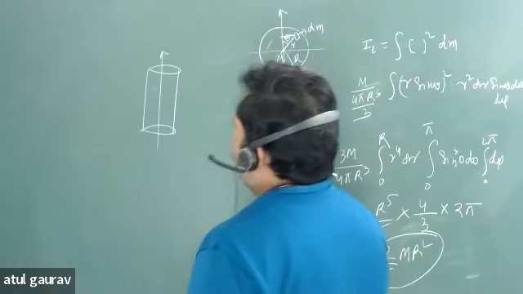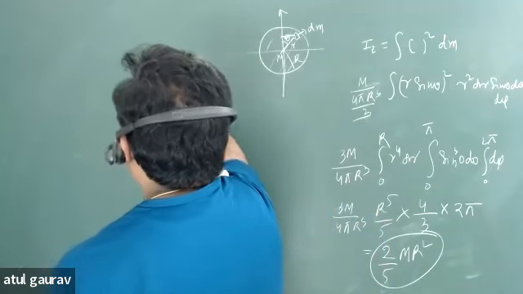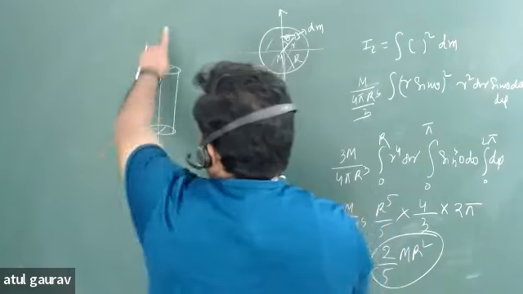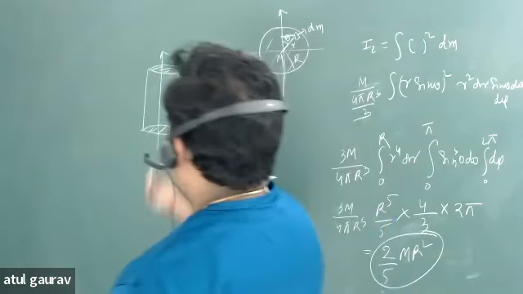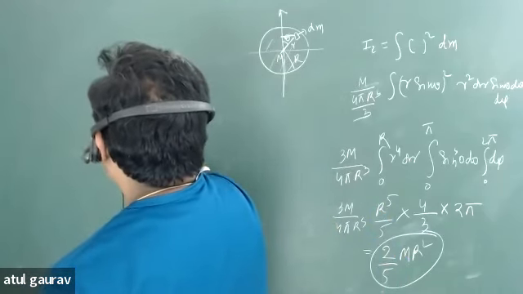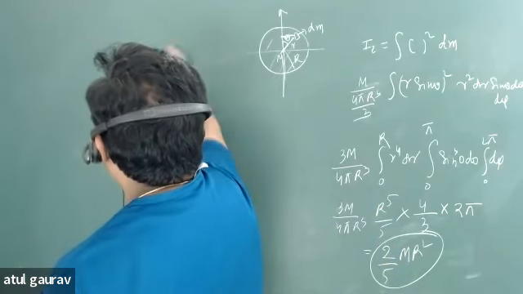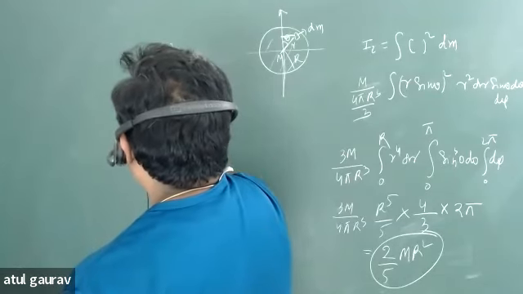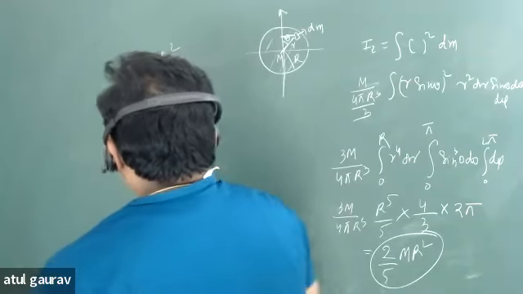Assume this is a solid cylinder. We have to calculate the moment of inertia about the z-axis. We can assume this is my x-axis, this is my y-axis, and this will be my z-axis. Suppose here is my origin. The length is L, radius is R, mass is M.